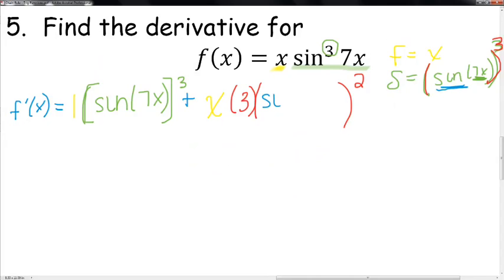So sine is my chocolate, 7x is my peanut, and then I need to take the derivative of my chocolate, which is going to be cosine. Again, my peanut hasn't been touched yet. I haven't crunched my peanut. And then finally, I'm going to take the derivative of my peanut, which is going to be 7. And so in this case, I'm going to leave it because it's going to be incredibly ugly to simplify.